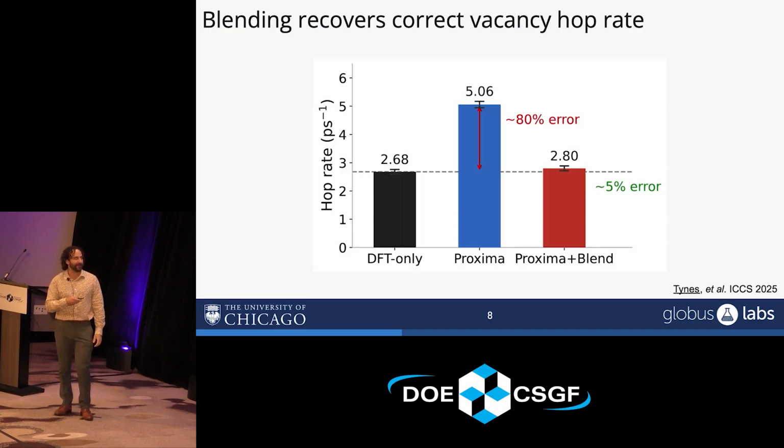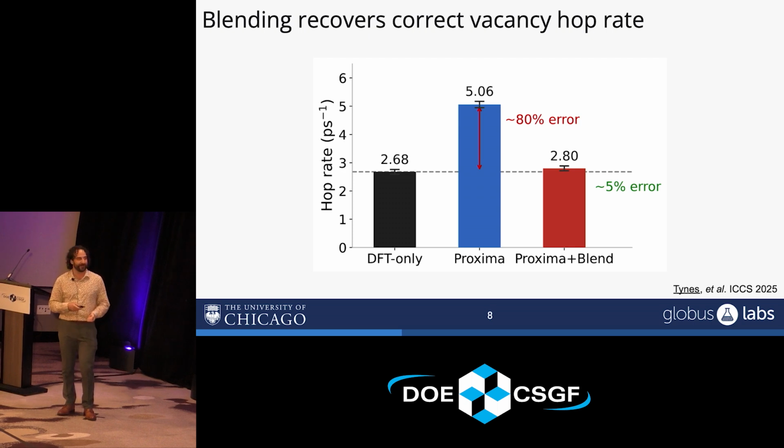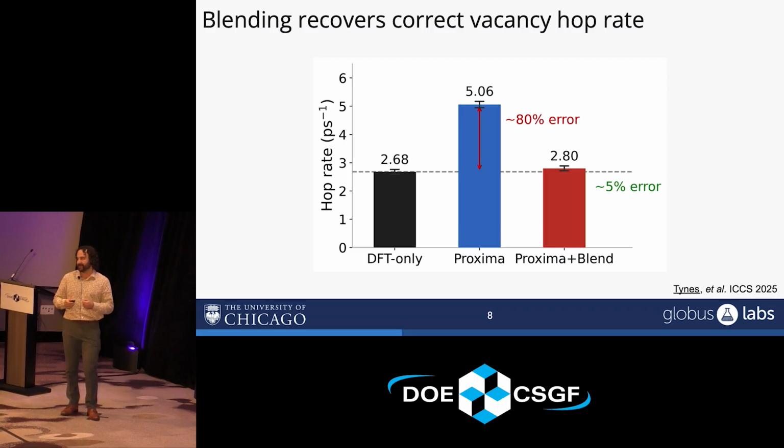And so we've measured how often these hops are happening over time. Just running the quantum mechanics, this is what it looks like, and we've introduced an 80% error doing the naive Proxima, but introducing the blending, now we're back down to 5% error, which is within our error bars. It's pretty close. And so this is a result we're very happy with. This smooth blending has corrected our ability to model the sensitive dynamics that give rise to vacancy diffusion.